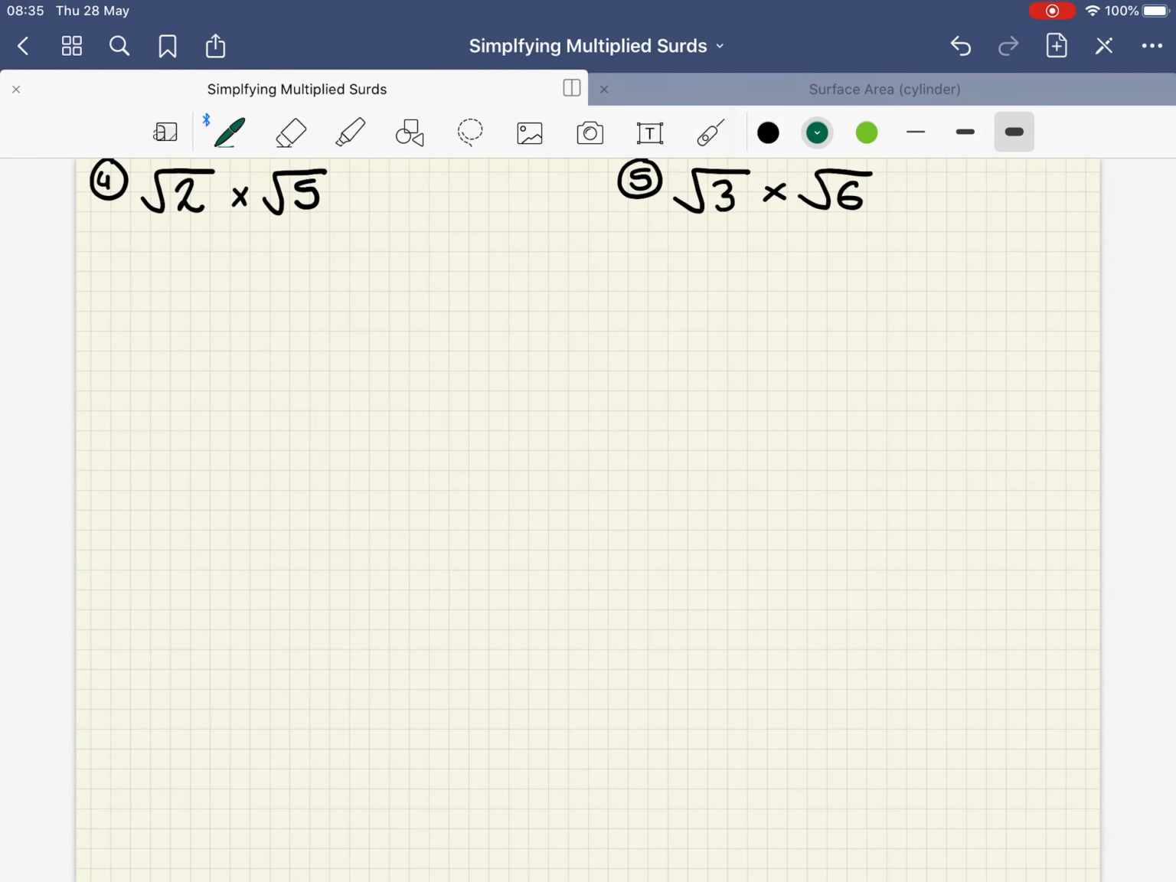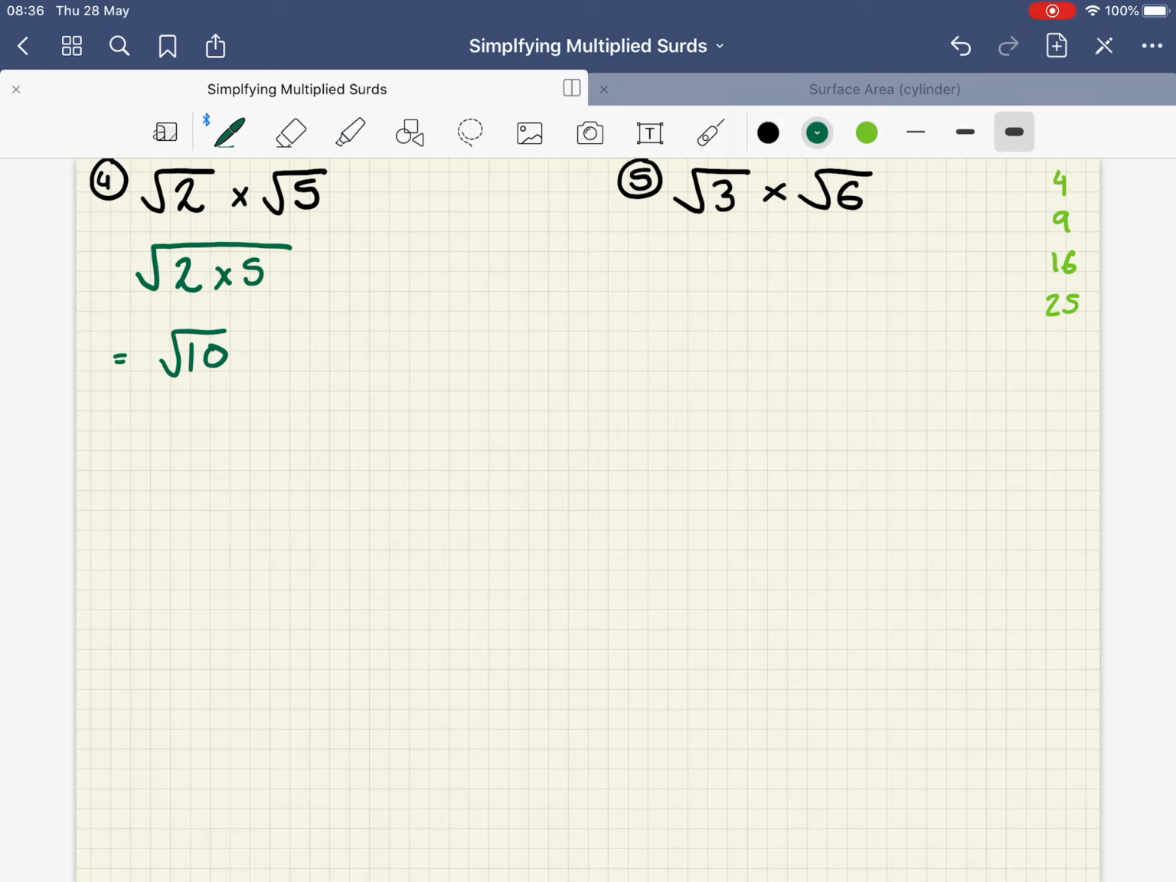So I've got root 2 times root 5, so that's now going to be root 2 times 5, which is just going to be root 10. I think to myself, can I potentially simplify it? No, I can't. All the square numbers that are lower than it don't divide into it. And I'm just going to write out a few of my square numbers here.